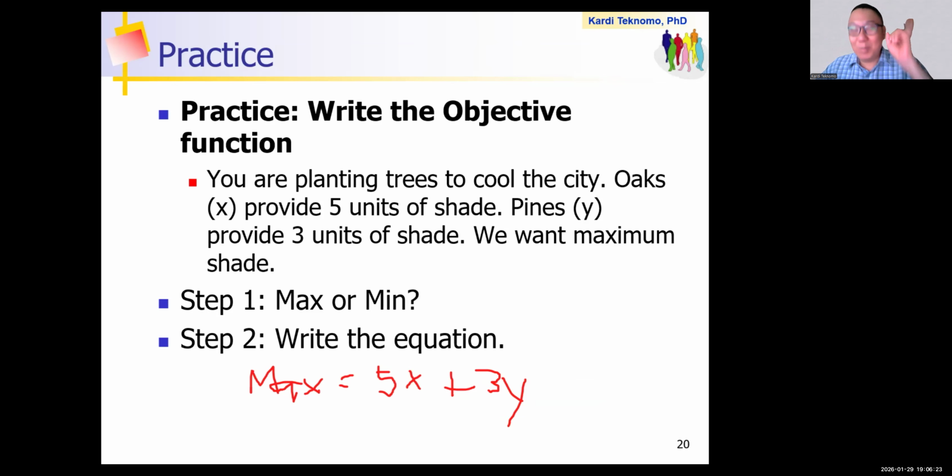Good. So you know the objective function. Okay. Now we go to the third one.